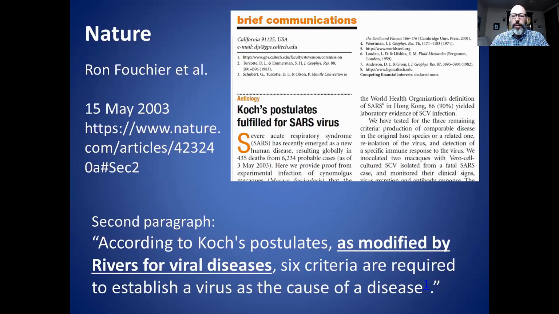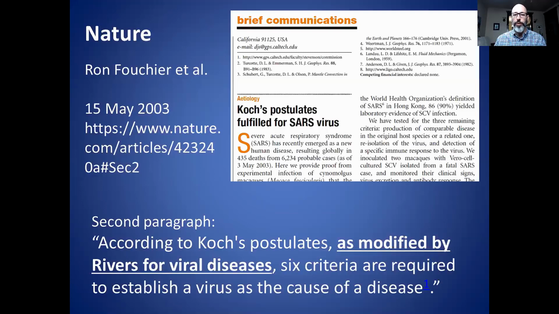So I want to point out that right here, just between the title and what they say in the body of this article, already they're misleading you. Because in the second paragraph they wrote, according to Koch's postulates as modified by Rivers for viral disease. So it's not Koch's postulates, it's Rivers criteria, which is different. And they should have put that in the title, but they're misleading you to make you think that Koch's postulates have been fulfilled. According to Rivers, there are 6 criteria to establish virus as a cause of disease.